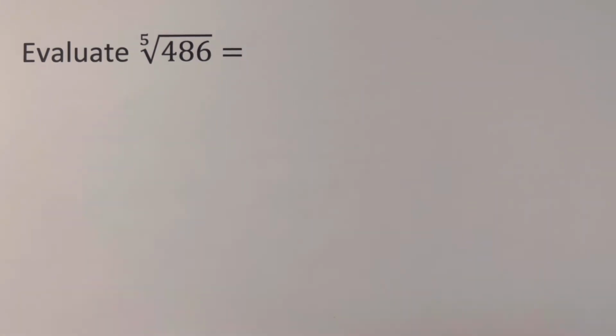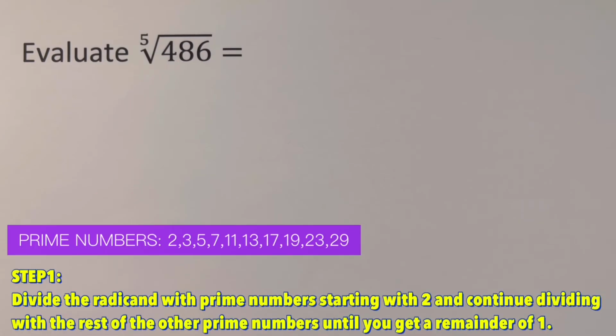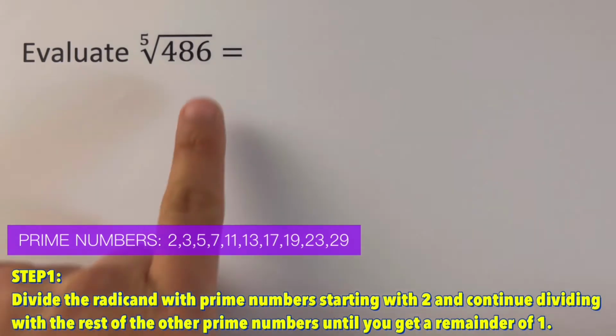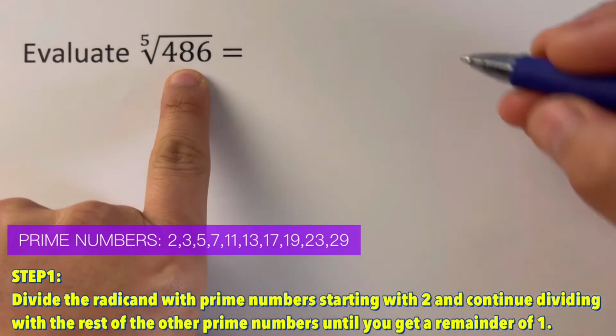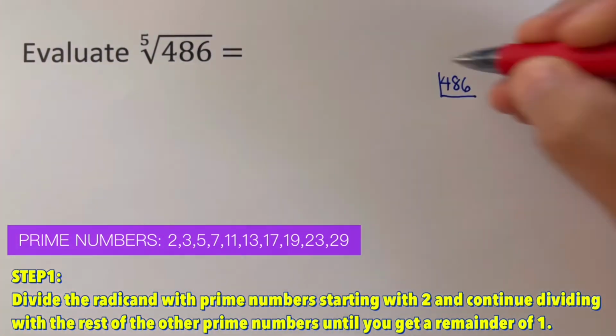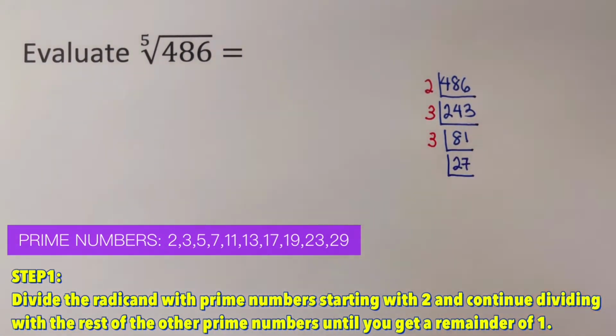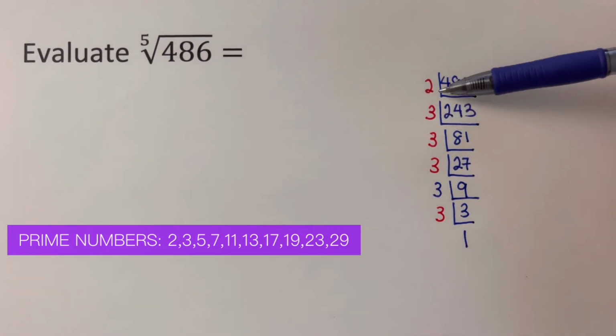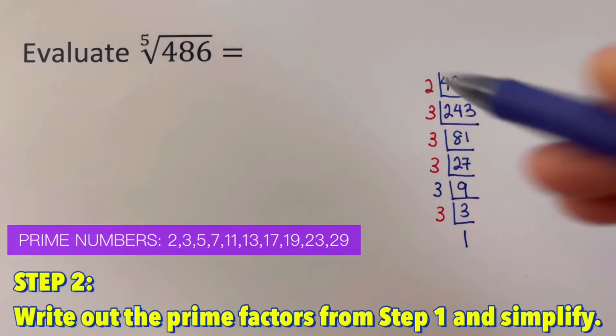Okay, so we go over the problem here. Again, the first step is to divide the radicand by a prime number starting with 2, and we continue dividing by the other prime numbers until we get a remainder of 1. So I'm going to divide this by 2. I will show the work on the side right here. These are the prime factors for 486, so I'm going to go ahead and write that up here.